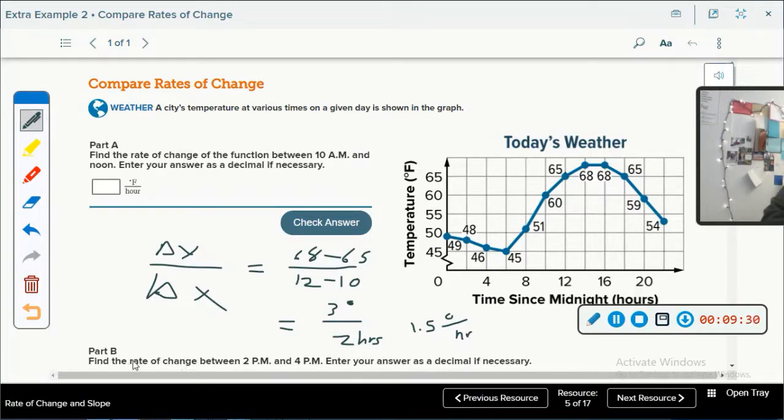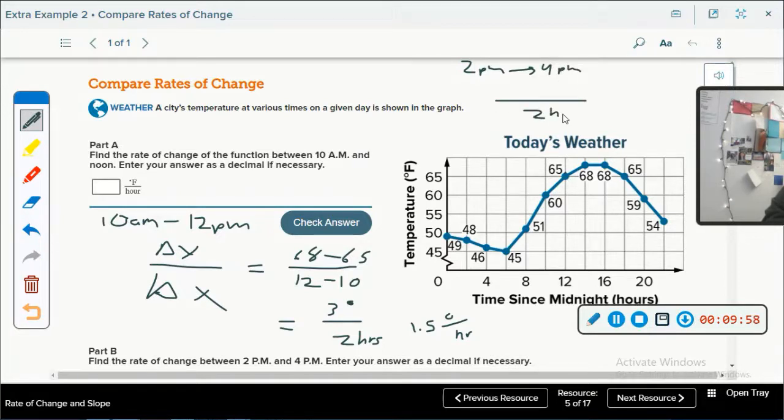Now it says find the rate of change between 2 p.m. and 4 p.m. Okay, let's do that. So this is 10 a.m. to noon. 10 a.m. to 12 p.m. Let's look at 2 p.m. to 4 p.m. Again, the time goes on bottom, so we know that's going to be 2 hours.